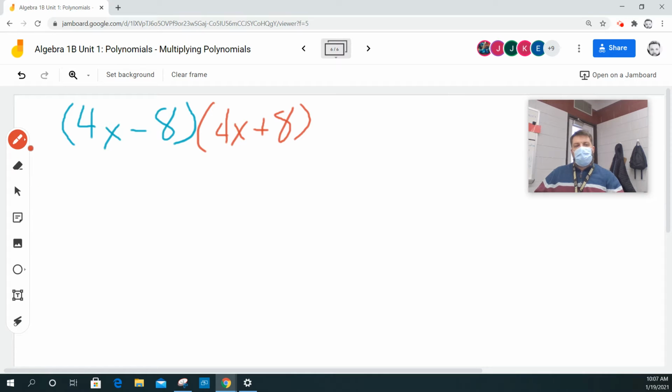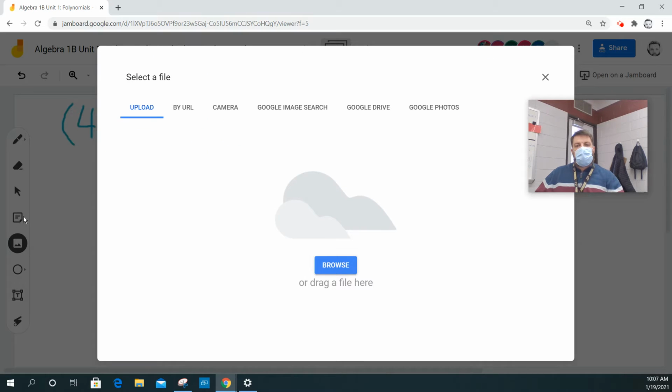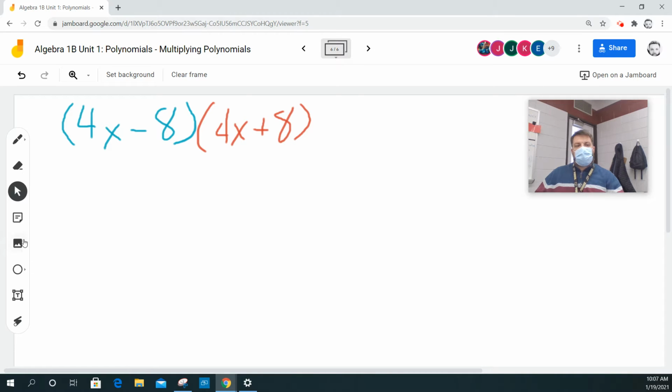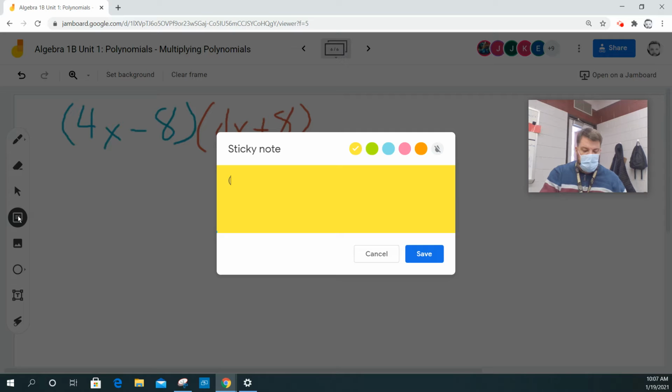This is what we call the difference of squares. And so that formula is ax plus b times ax minus b equals ax squared minus b squared.